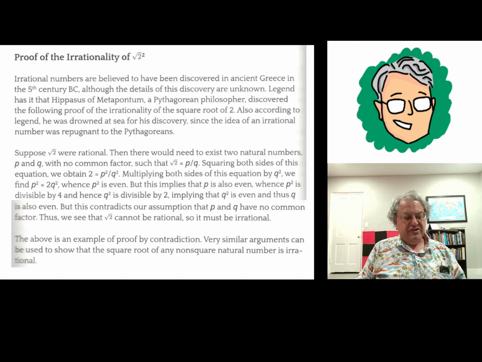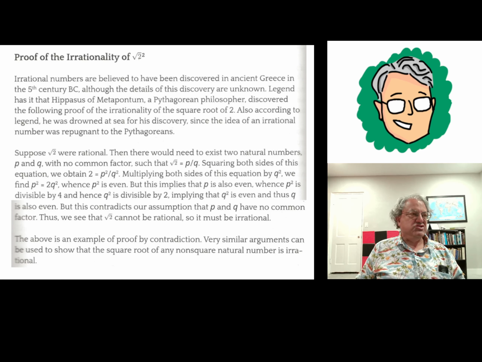But then if p is even, its square has to be divisible by 4, because the square of every even number is divisible by 4. You can check that yourself, and it's pretty easy to prove. Anyway, now, remember that p squared was equal to 2 times q squared, so we have 2 times q squared as a multiple of 4. But the only way that can happen is if q squared itself is a multiple of 2. That implies that q squared is even, which implies that q is even. But now we have a contradiction because we just proved that both p and q have to be even. But that means that this is not a reduced fraction.